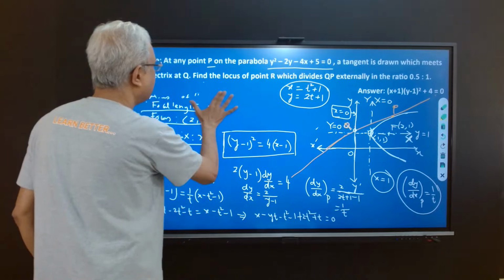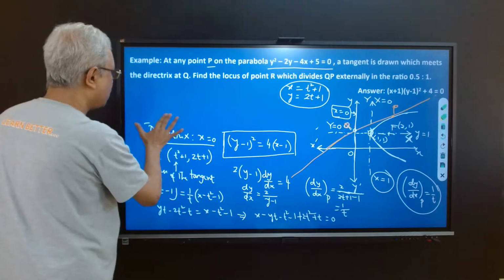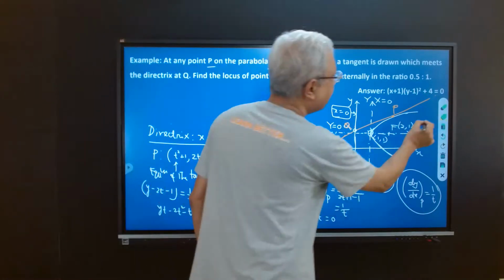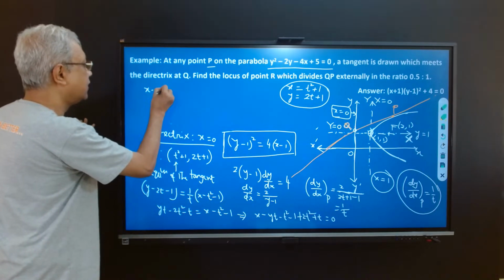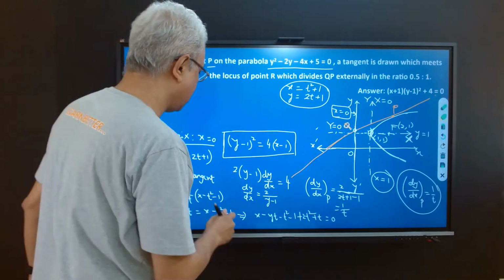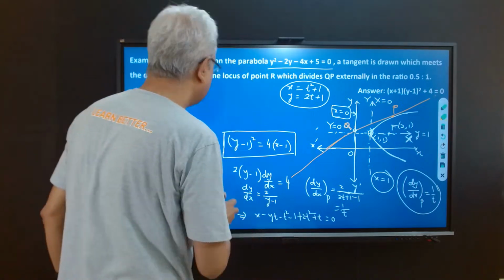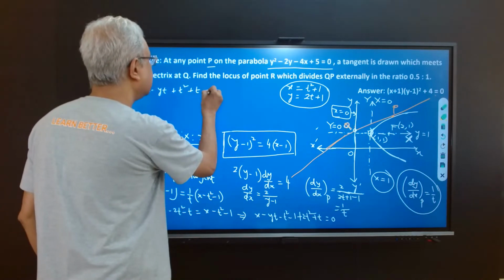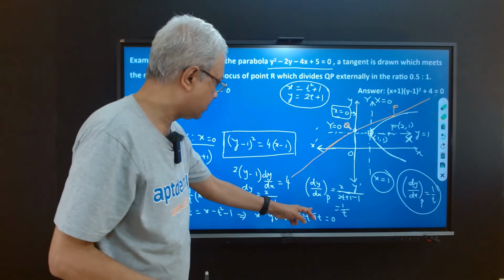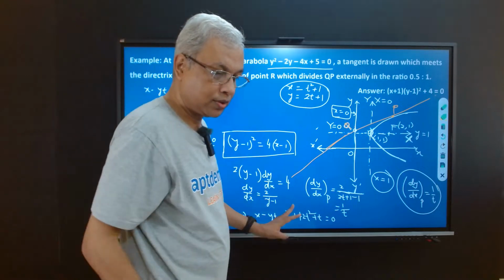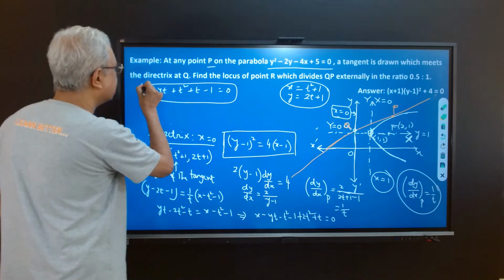So the equation of the tangent to the parabola at point P is x minus yt plus t square plus t minus 1 equal to 0. So this is the equation of the tangent.